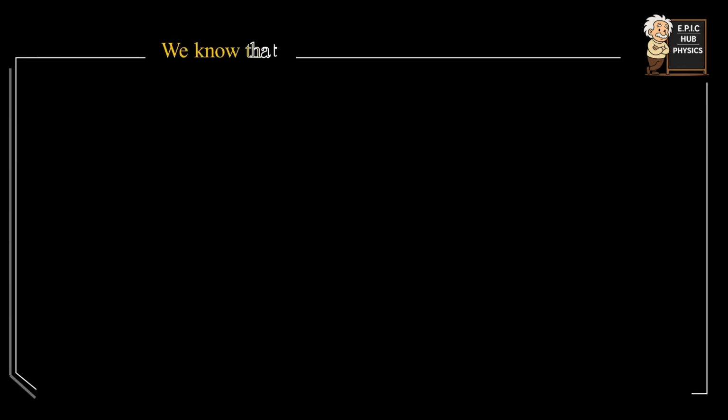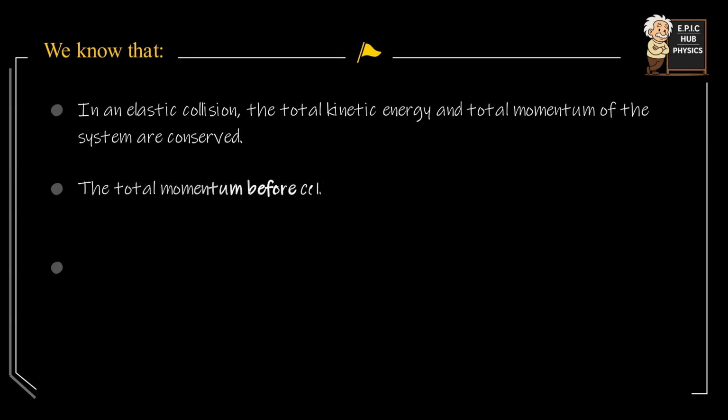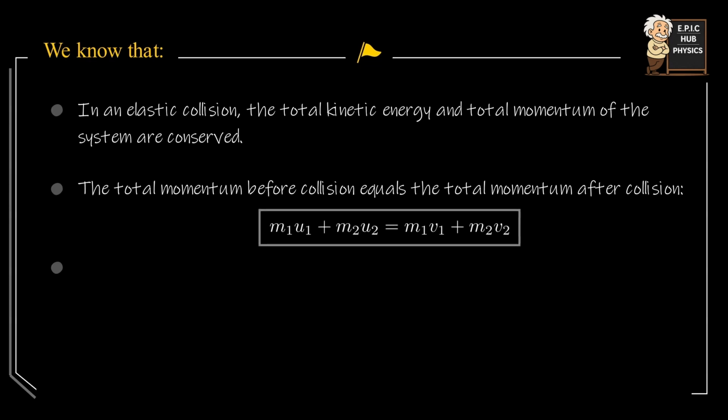This question tests our understanding of elastic collisions, particularly how kinetic energy and momentum are conserved during such interactions. What are the major ideas involved in solving this problem? We know that in an elastic collision, both the total kinetic energy and the total momentum of the system are conserved. This means the total kinetic energy and momentum before the collision must equal those after the collision. For all collisions, the total momentum before collision equals the total momentum after collision. This is expressed mathematically as below.